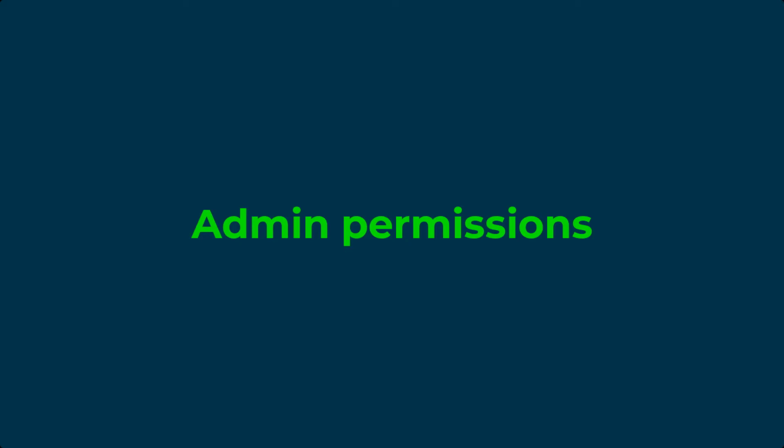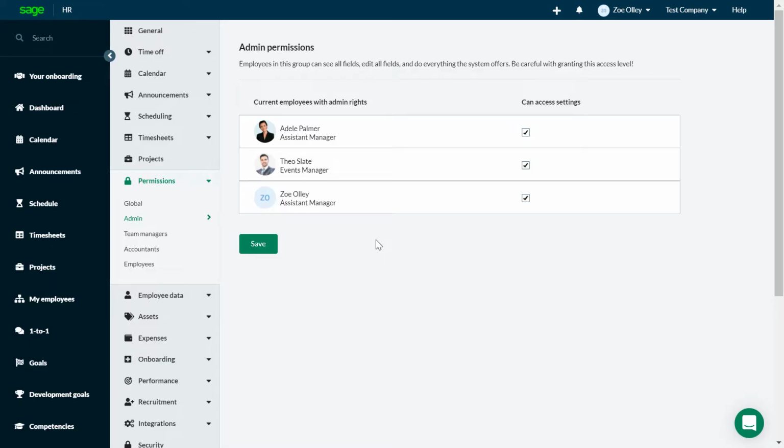In the admin permissions, all current employees with admin access rights are listed. You can choose which admins have access to the settings of Sage HR by using the checkbox next to their name. To save any changes, click Save.